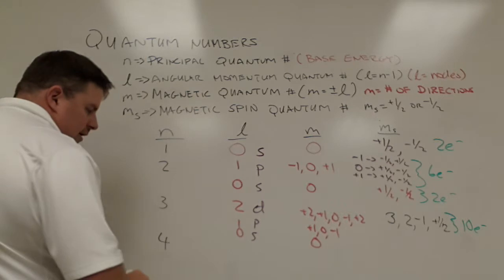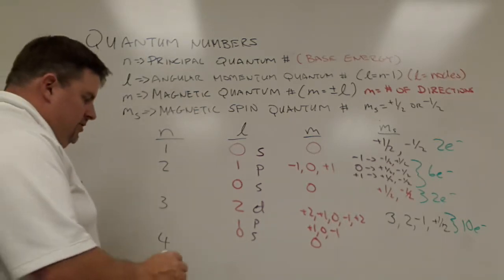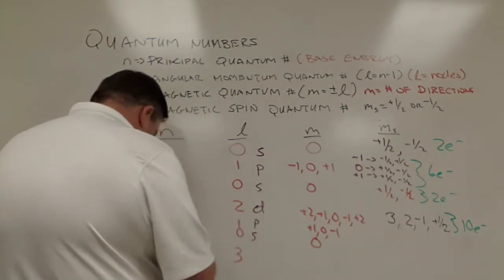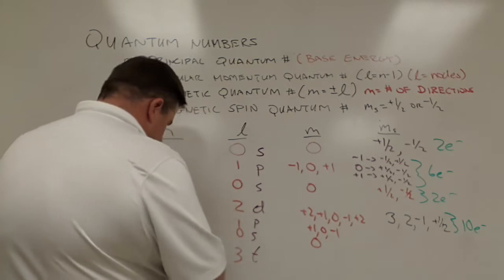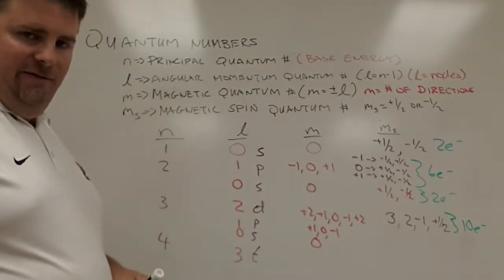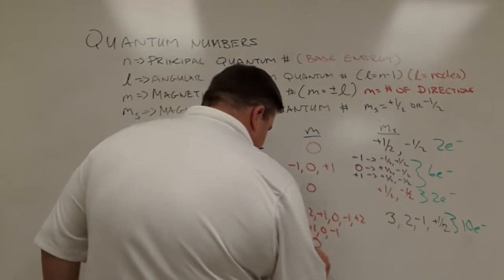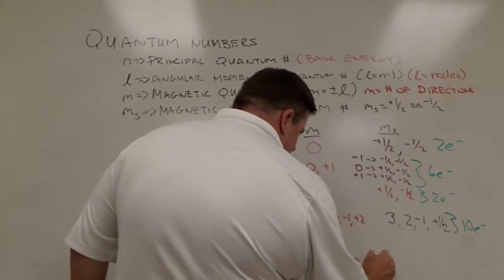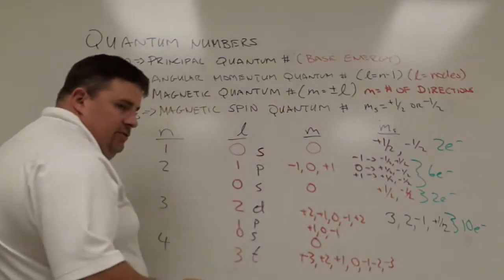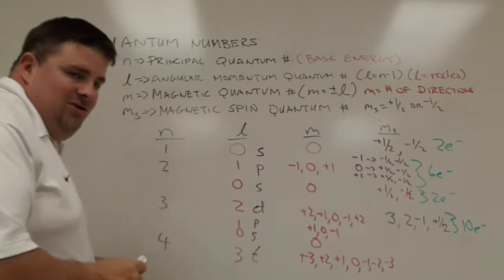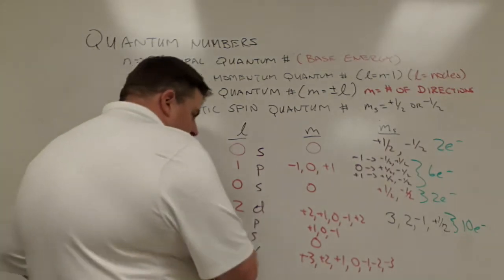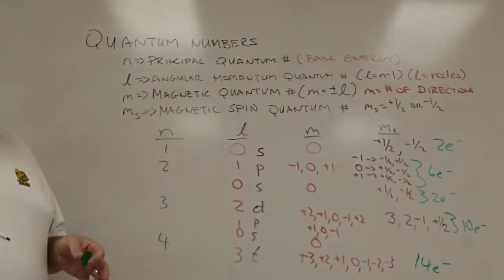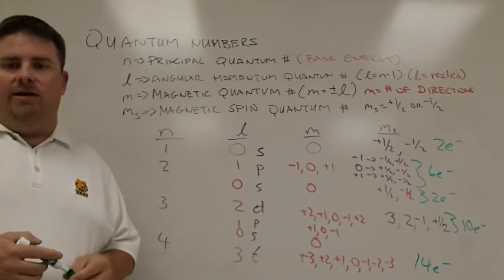Now what about for 4 here? I'm just going to show you what 3 is, because 3 is our F orbital. And how many electrons total can I have in there? Well, 3, 2, 1, 0, minus 1, minus 2, minus 3. 2 electrons for each one of those directions. I've got 7 directions, so I'm going to have 14 electrons built within that. All of these things tell us basically a GPS coordinate of each one of the electrons.